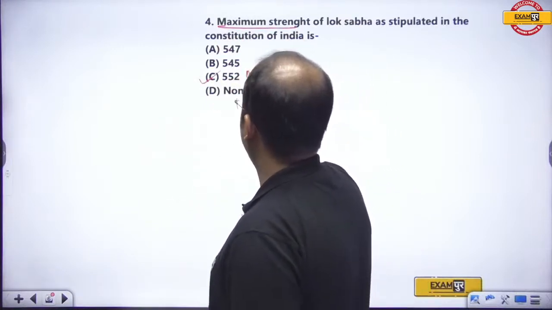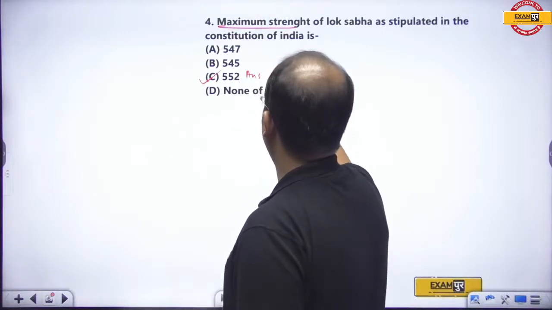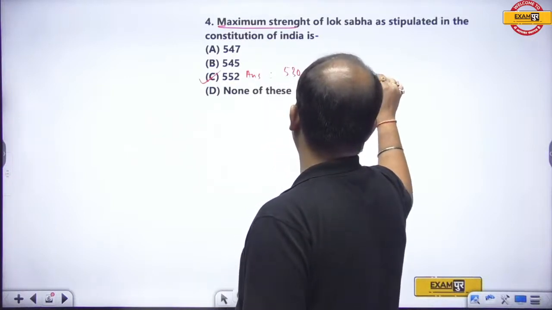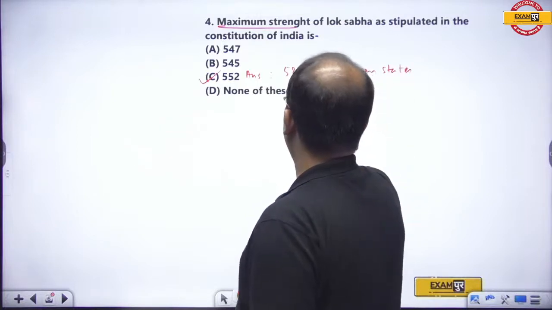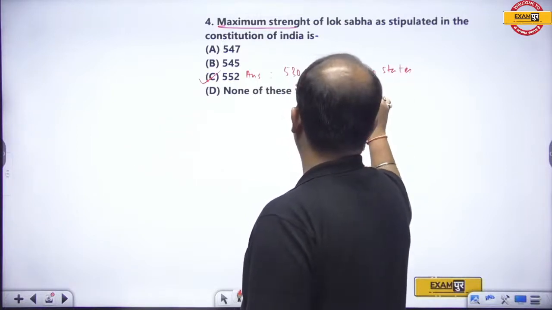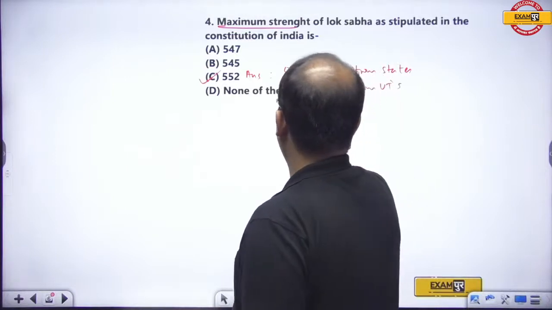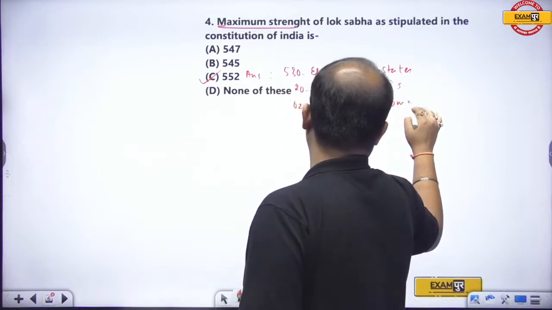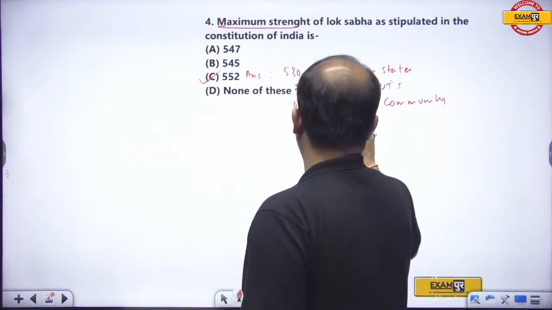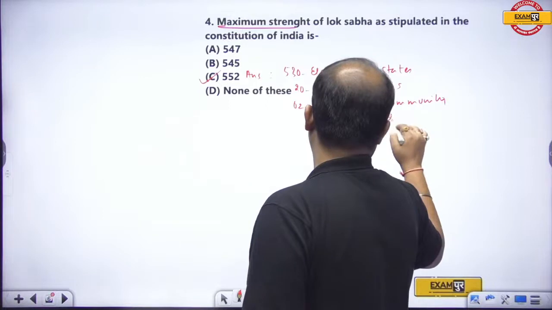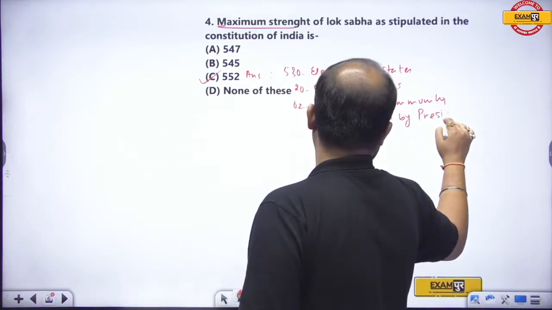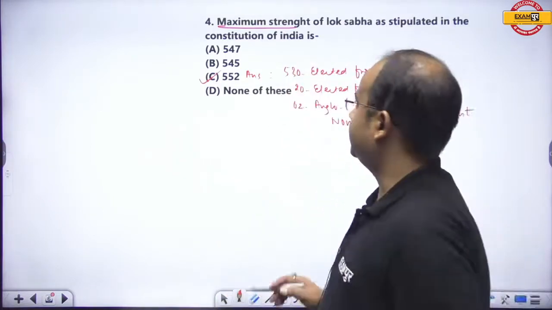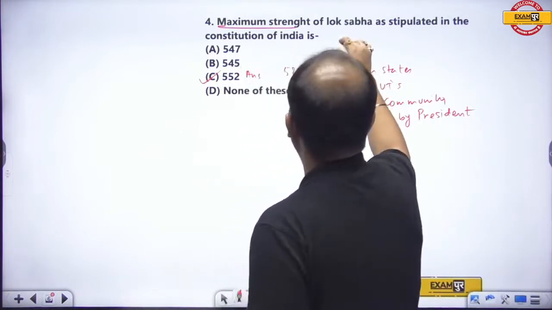Maximum strength is 552. Out of this, 530 are elected from states, 20 are elected from UTs, and 2 are from the Anglo-Indian community, nominated by the President. So guys, the correct answer will be 552 maximum. Presently it is 545.